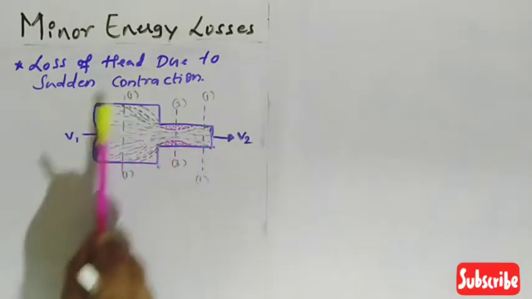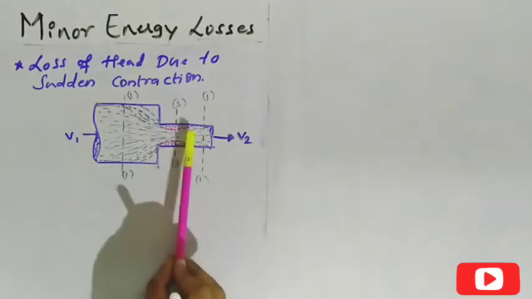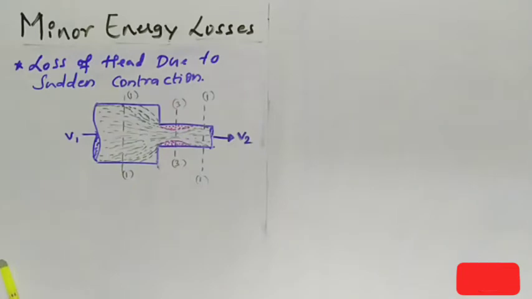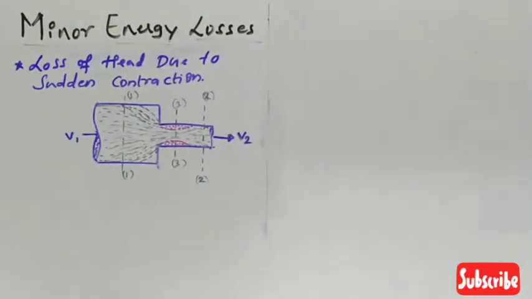As shown in this figure, let this be D1 and this diameter D2. Consider sections 1-1 and 2-2, as shown in the figure.